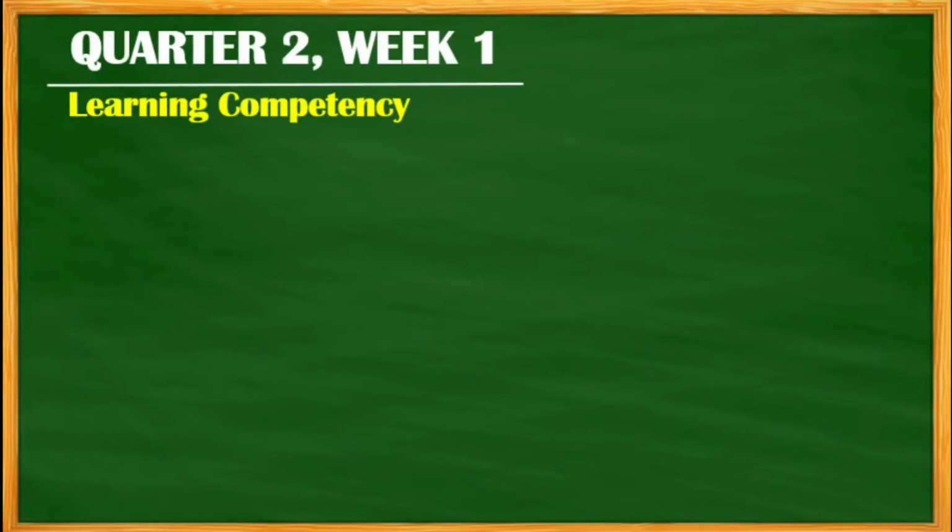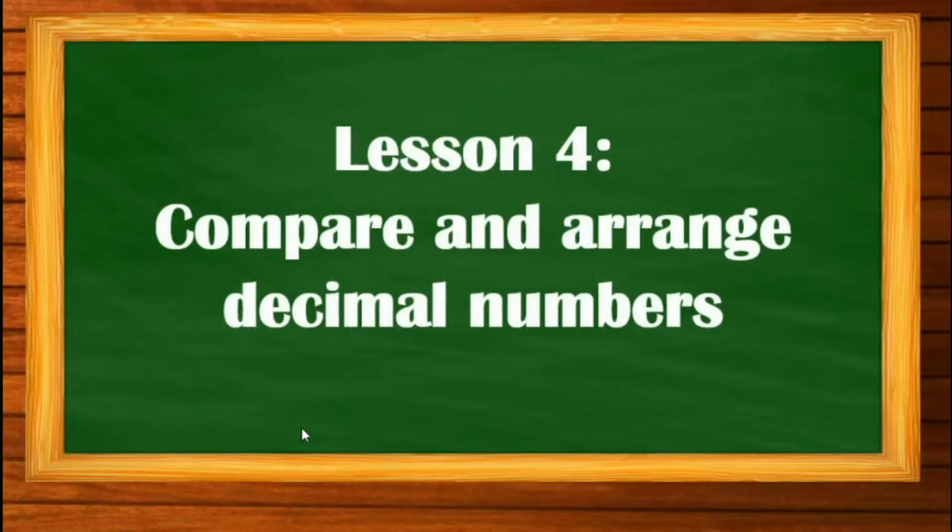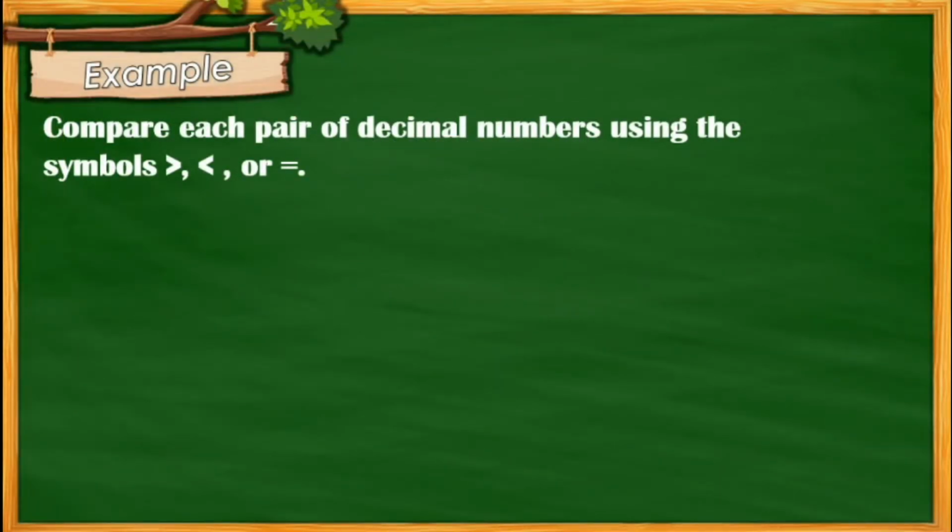So, our learning competency. At the end of the lesson, you should be able to compare and arrange decimal numbers. And you're going to add and subtract decimal numbers through thousandths without and with regrouping. So, lesson number 4, compare and arrange decimal numbers. So let's have an example. Compare each pair of decimal numbers using the symbols greater than, less than, or equal.